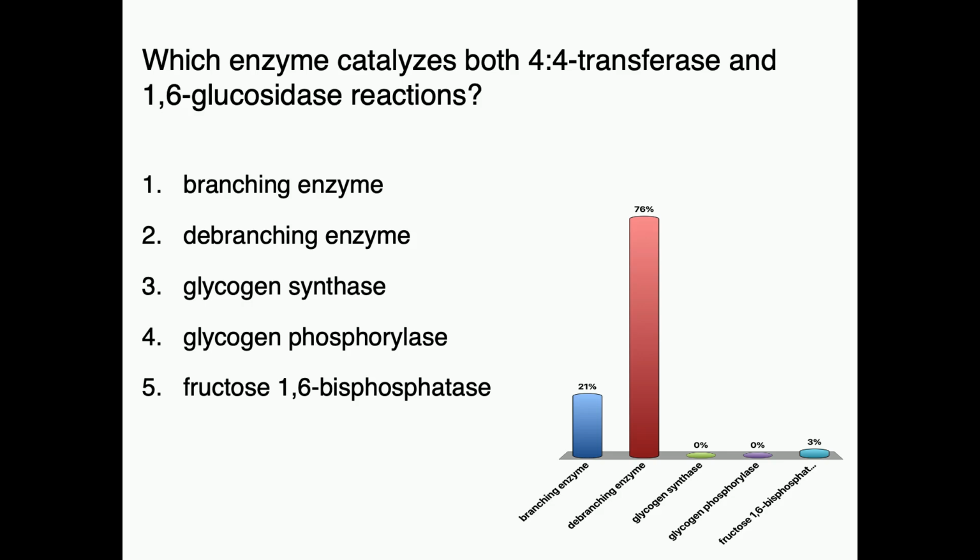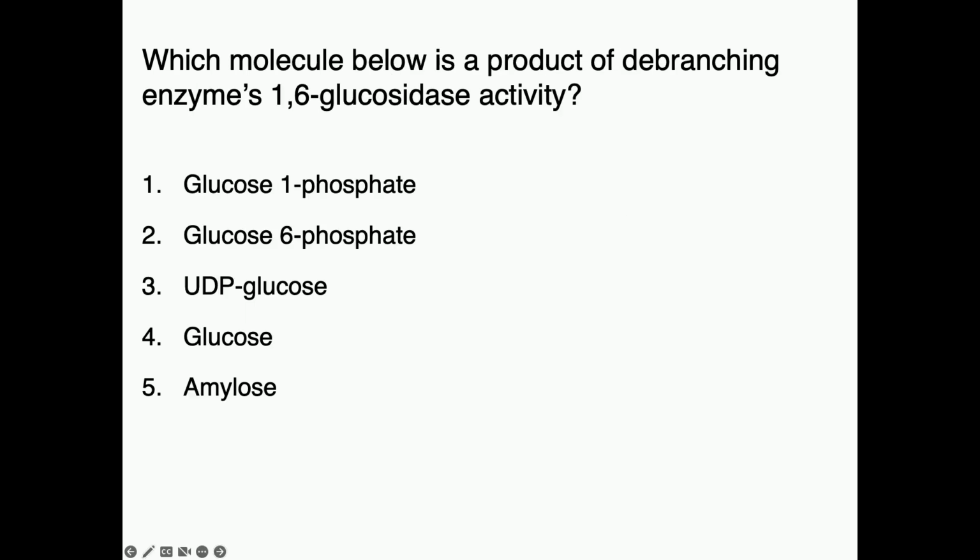Okay, best answer is debranching enzyme. So the branching enzyme, we would describe that activity as a 4-6 transferase. It's breaking a 1-4 bond and making a new 1-6 bond. Okay, so let's look further into the debranching enzyme's enzymatic activity.